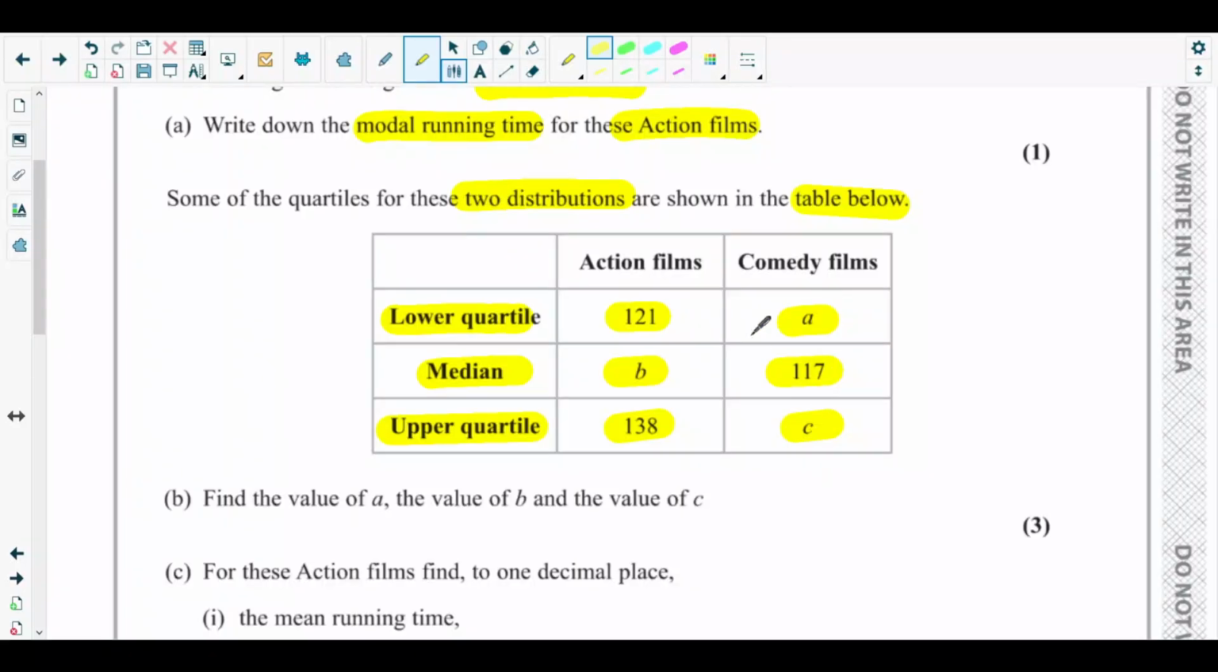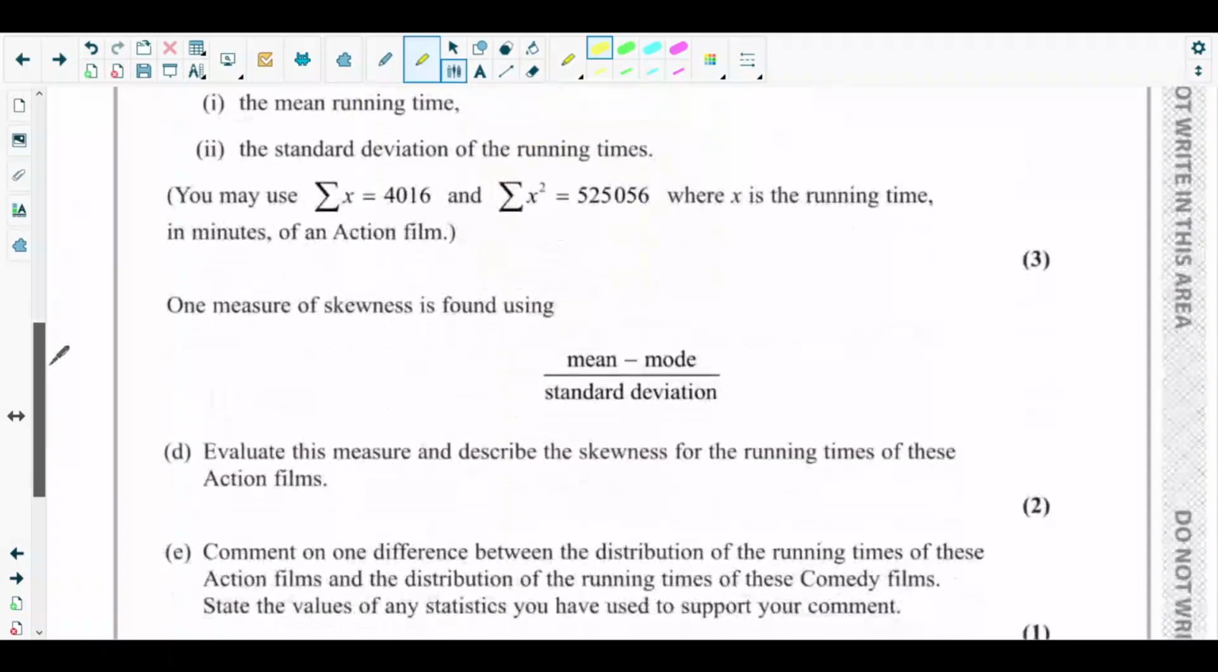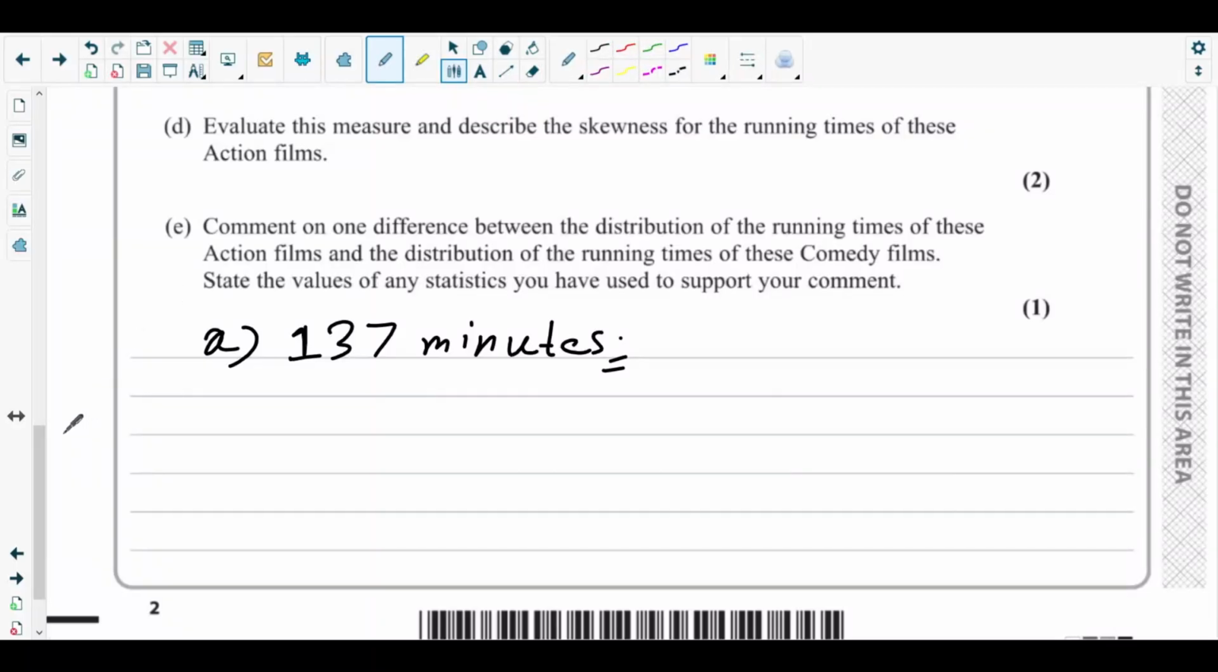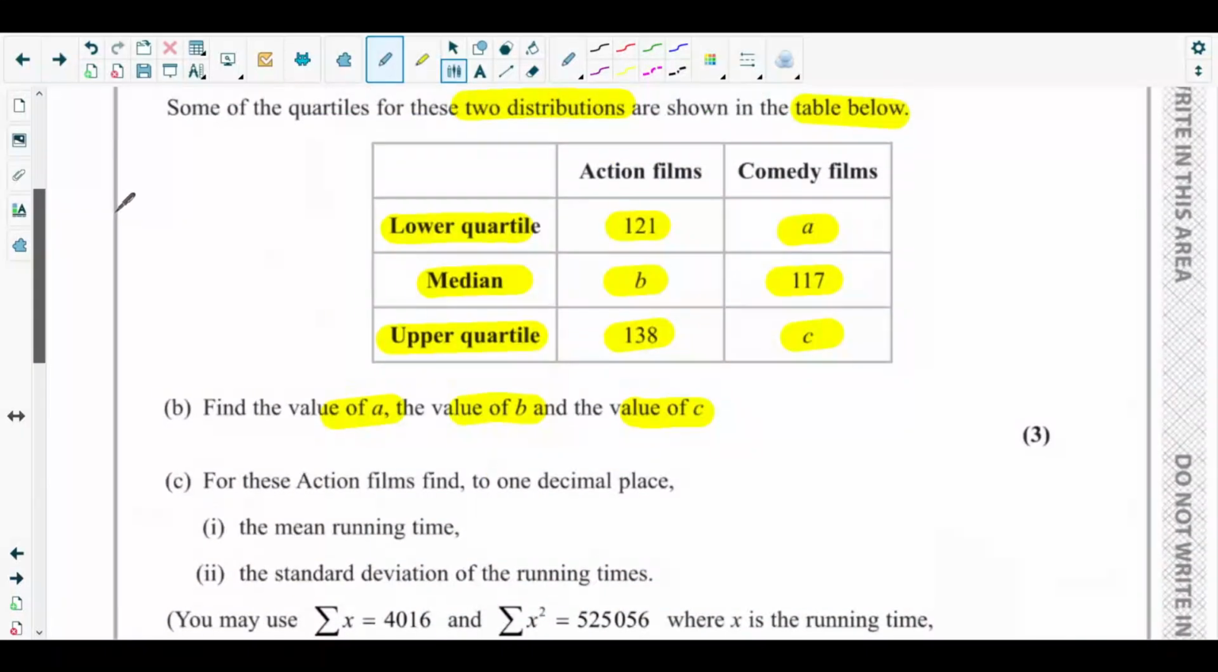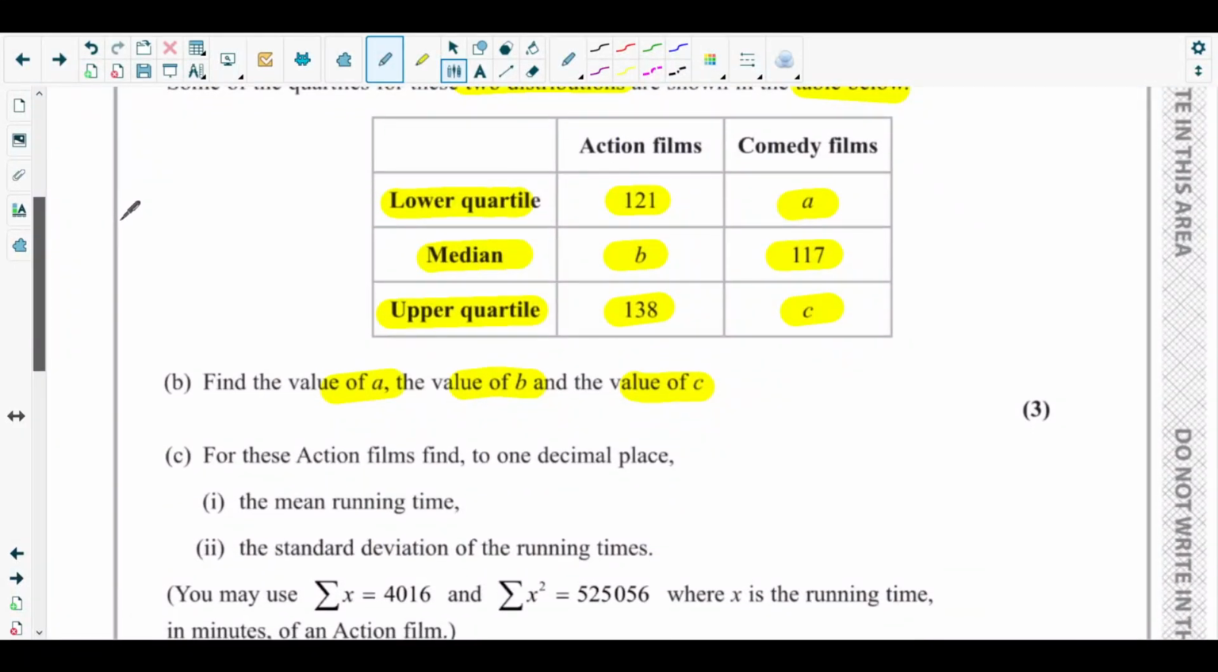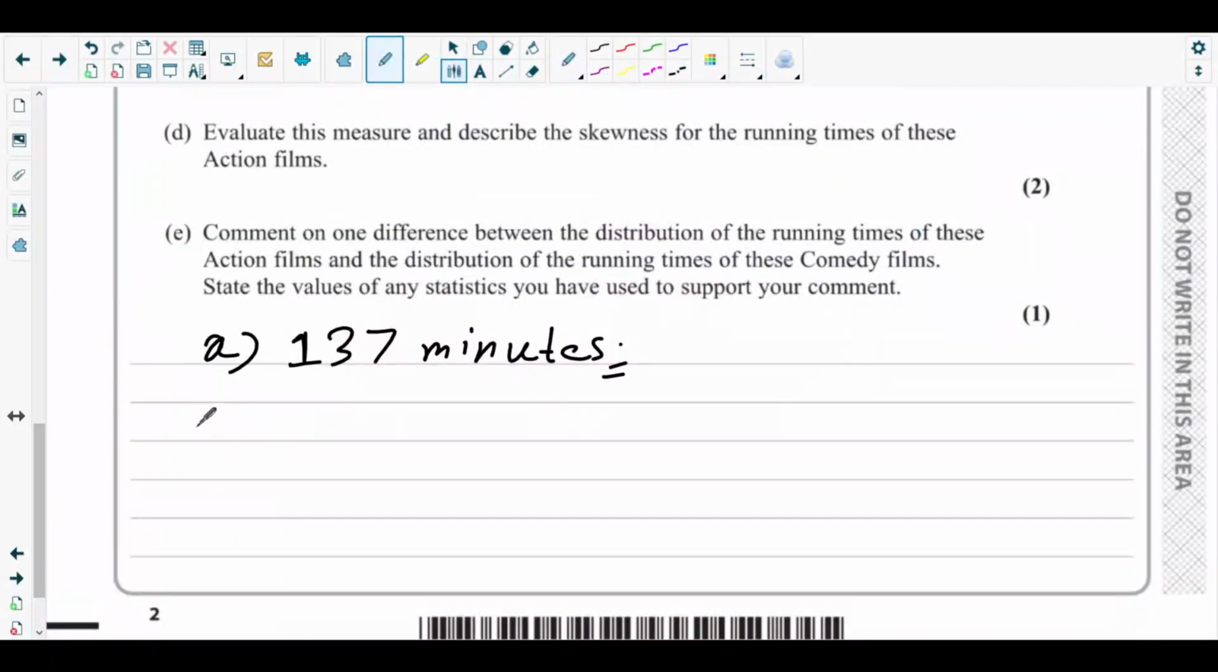So part B is asking to find the value of A, that is Q1 of comedy films, the value of B, that is the Q2 of action films, and the value of C, that is Q3 for the comedy films. So that means we need to find the quartiles. So at first consider A. A is the lower quartile, Q1 for the comedy films.